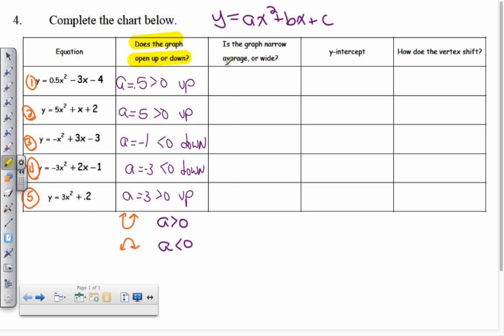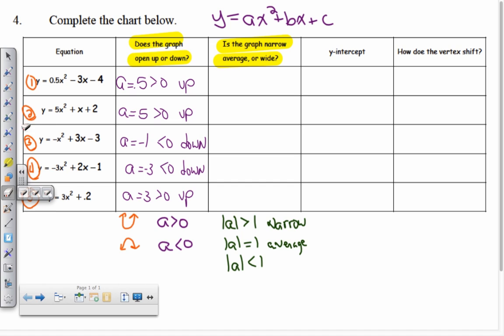Okay, so in this column here is whether the graph is narrow, average, or wide. And hopefully you saw in that little graphing investigation that it all depends on the value of that A value. And we saw that if the absolute value of A is greater than 1, so 2, 3, 4, those legs are getting pretty steep, which makes it look like more of a vertical line. And so it's going to be a pretty narrow graph. If the absolute value of A is equal to 1, that's our standard mother function, and so this is going to be what we consider our average graph.